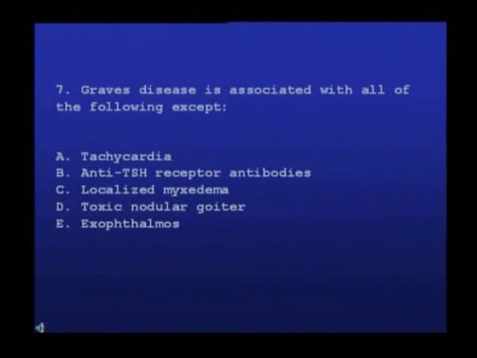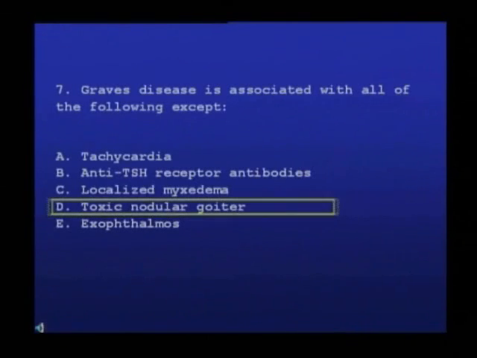Question number 7. Graves' disease is associated with all of the following except tachycardia, anti-TSH receptor antibodies, localized myxedema, toxic nodular goiter, and exophthalmos. Graves' disease refers to a primary hyperthyroidism in which antibodies attach and stimulate TSH receptors. Toxic nodular goiter is the only symptom listed which is inconsistent with Graves' disease. Graves' disease almost always presents with a diffuse, not nodular, gland enlargement. Thus, the correct answer is D.